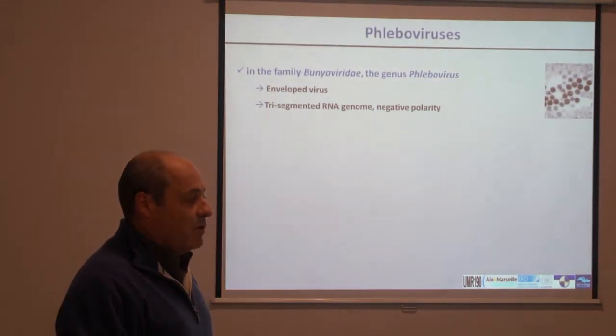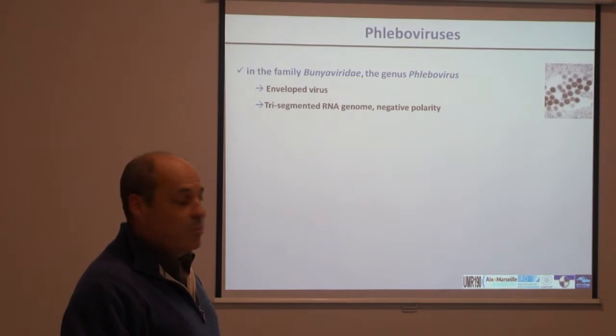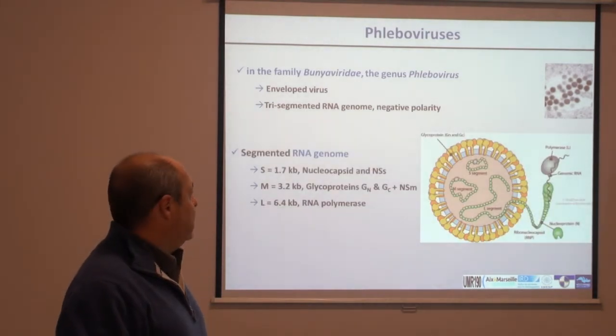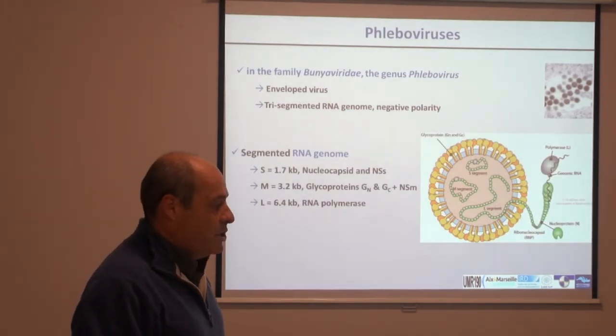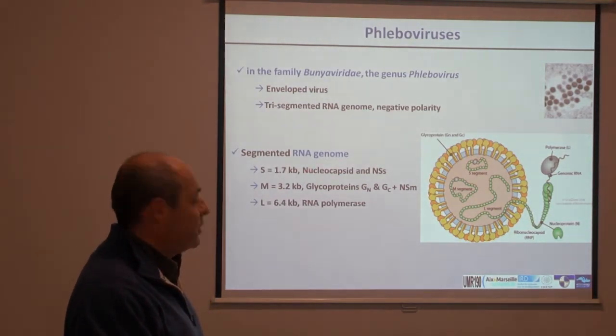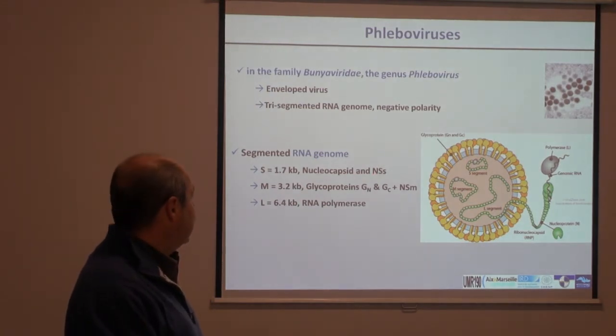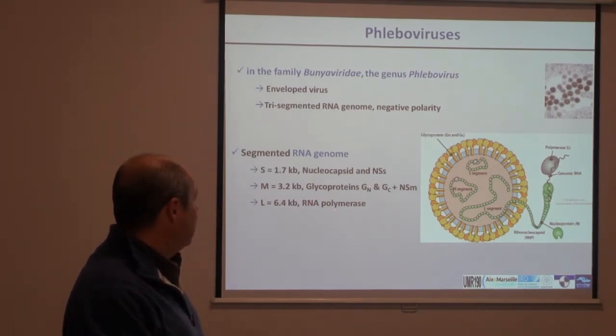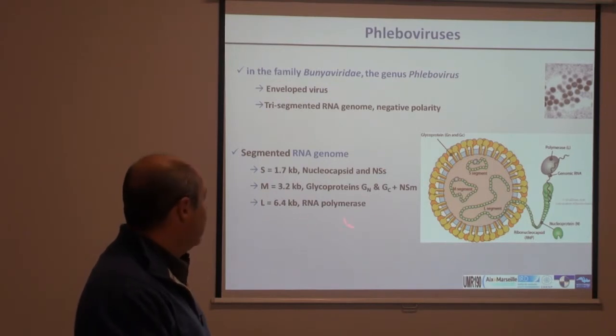So briefly, the flaviviruses belong to the family Bunyaviridae in the genus Flavivirus. They are all enveloped viruses, and they have a three-segmented RNA genome with a negative polarity majority. So the genome is segmented, so the small segment encodes the nucleocapsid and the NSS protein. The N segment encodes the two glycoproteins, and the large segment encodes the polymerase.